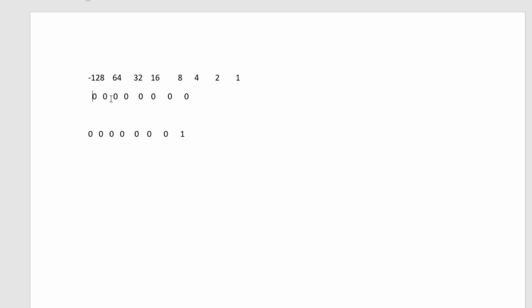Now, the reason why this is negative is that this first term we have right here, in this 8-bit binary code, is your signed term, meaning it is going to tell you if it's negative or positive. So if this is a 1, most likely this could be a negative number. If this is a 0, it's going to be a positive.